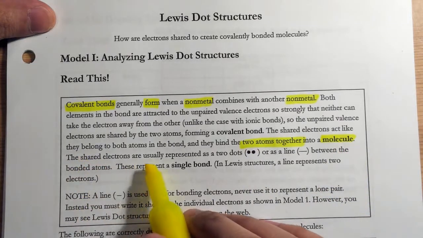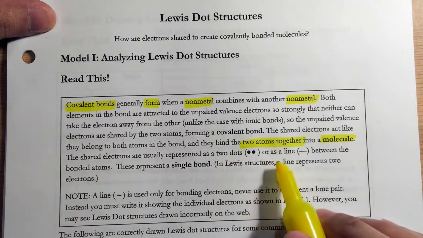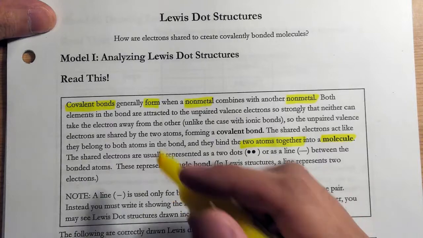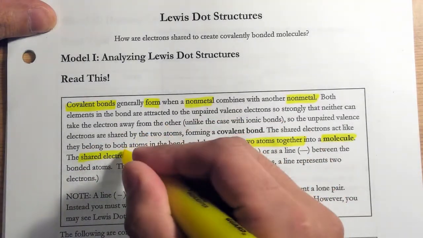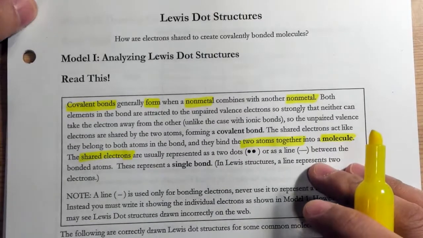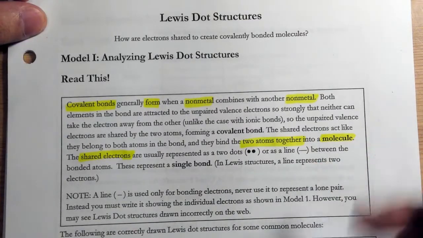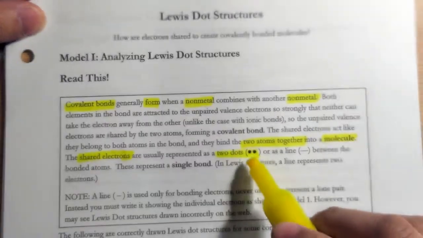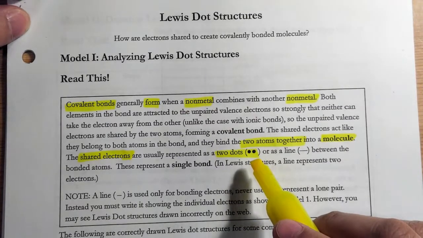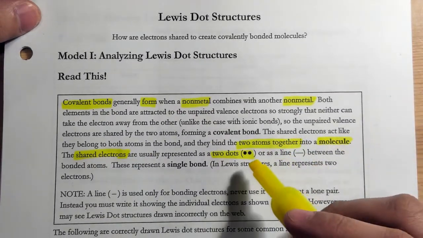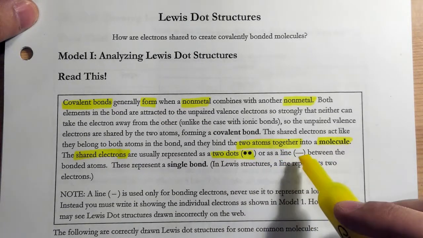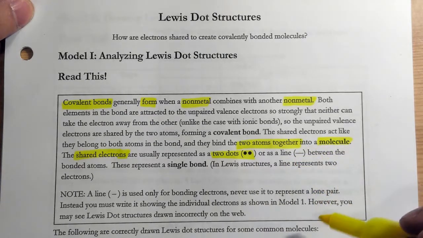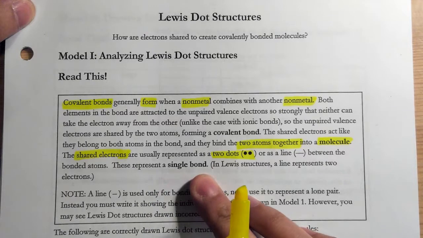Next, the shared electrons are usually represented as two dots or as a line between the bonded atoms. So another one is shared electrons. This is very important in Lewis dot structures because you will encounter it a lot while you're drawing the structure. I would say two dots, which is what most scientists and students usually use. I would recommend two dots instead of the line, because if it's a line, you might confuse it with the bond itself, and I'll show you as we go on. These represent a single bond.